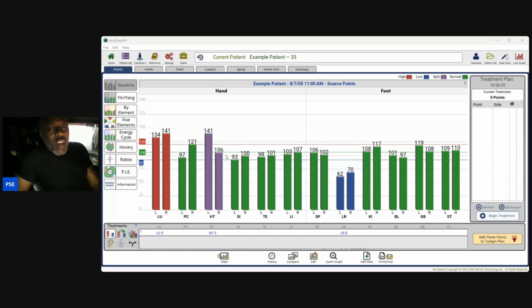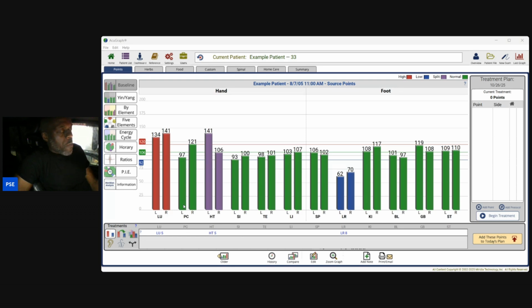Now, if you go over here, you have the pericardium channel. Even though it's green, and green is considered normal energy flow, the left side of the pericardium is almost at the bottom of the baseline for this patient. But let's not go over that one. That was kind of okay. But let's talk about the heart channel.